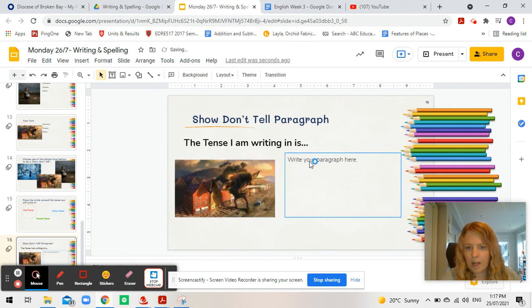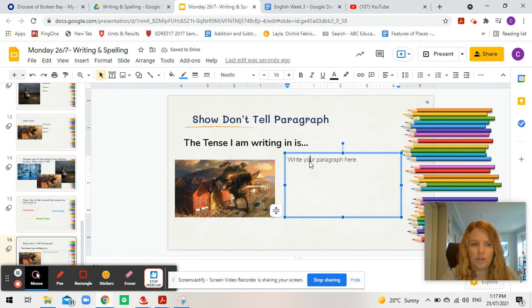And then I'm going to write my paragraph about the giant, and you can use your idea from your previous sentence, in past tense. Now you can choose any photo, you can choose any tense, and you can do it how you like, as long as you're showing either past, present or future tense.